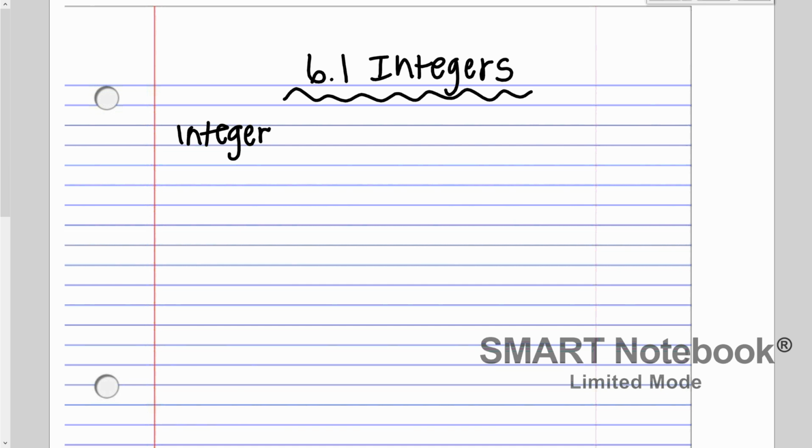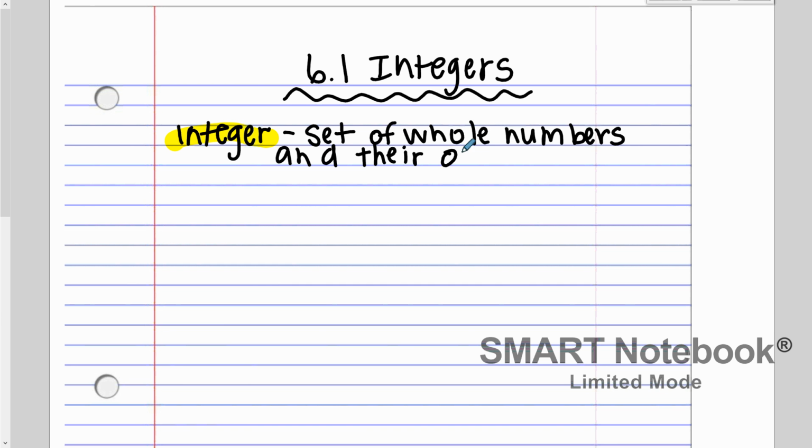I'm going to go ahead and highlight that. Or not. I forget how to highlight. Alright, I figured it out. Alright, so an integer. An integer is the set of whole numbers and their opposites.